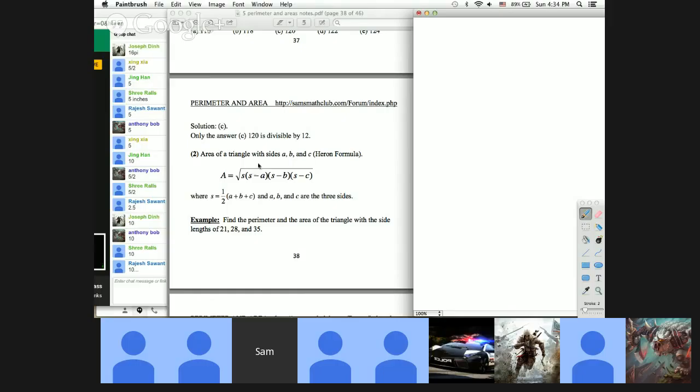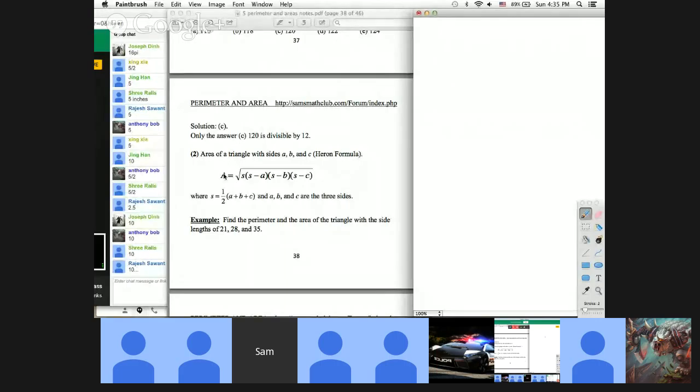So this lets you find the area of a triangle that you have the sides of, but you don't have any of the heights. So we know that the area of a triangle is base times height divided by 2. But if you don't have height, you won't be able to find it unless you have all 3 sides, and then you can apply what is called Heron's formula.